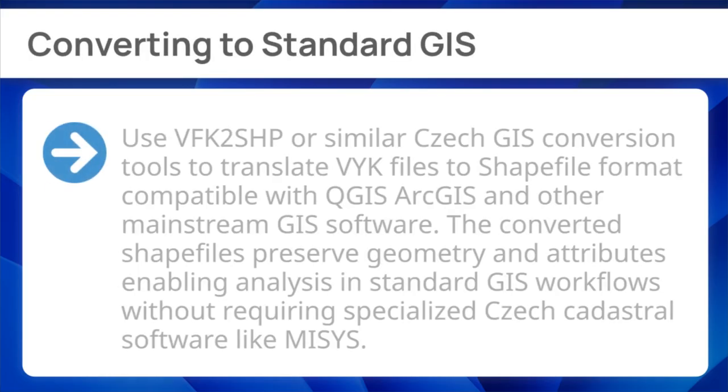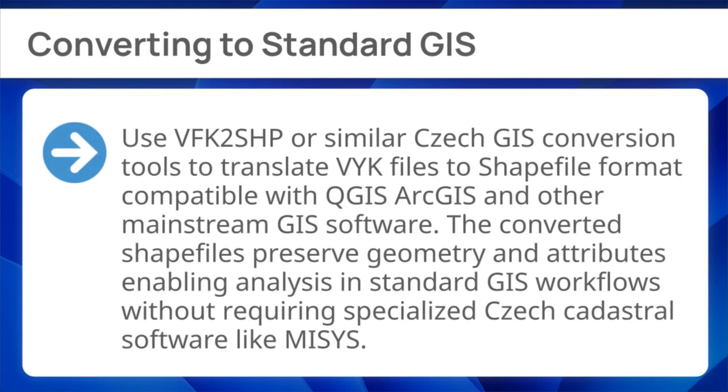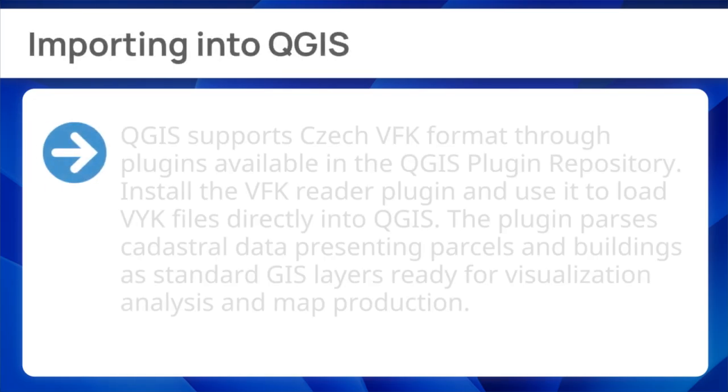Next, converting to standard GIS. Use VFK2SHP or similar Czech GIS conversion tools to translate VYK files to shapefile format compatible with QGIS, ArcGIS, and other mainstream GIS software. The converted shapefiles preserve geometry and attributes, enabling analysis in standard GIS workflows without requiring specialized Czech cadastral software like MISYS.